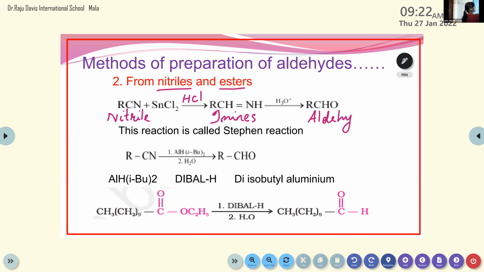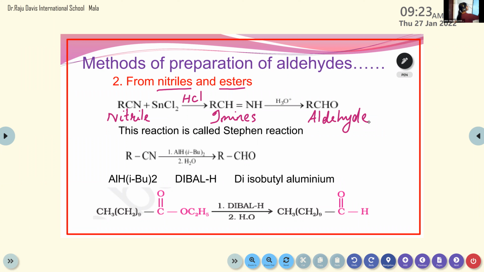So that is the second method of preparation, from nitriles. Nitriles react with stannous chloride and hydrochloric acid to form imines, RCH double bond NH. In RCN, one hydrogen is added to carbon and one hydrogen is added to nitrogen, and it is converted to imines. Clear? Then on addition of water, it will be converted to aldehyde.